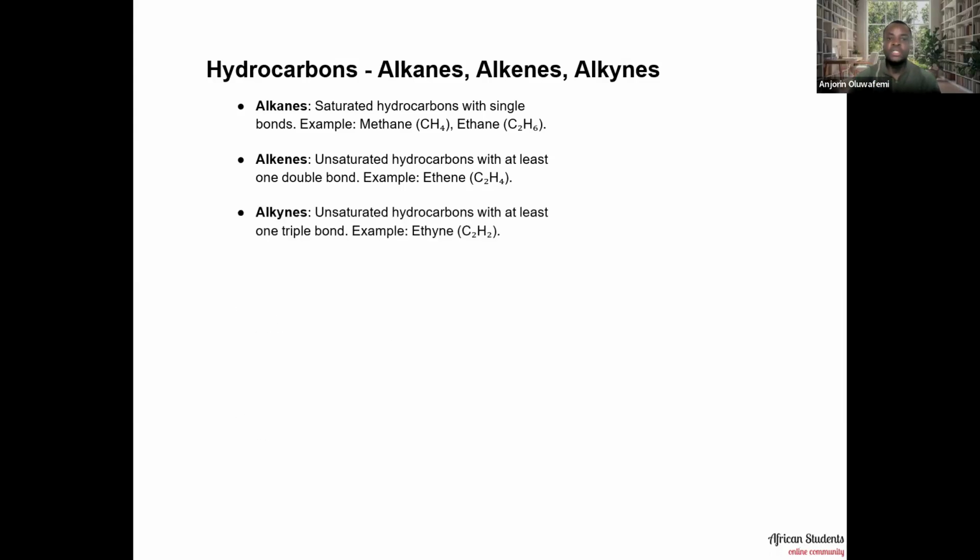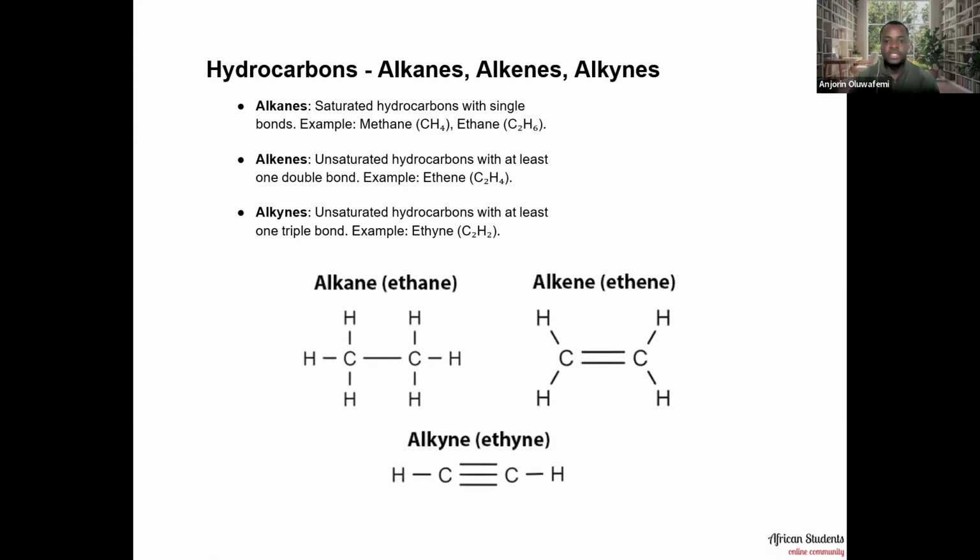The next one is alkynes, which are also unsaturated hydrocarbons with at least one triple bond. An example is ethyne, C2H2. That's C triple bond C, then H on the terminal ends of both carbons. So that's ethyne, an alkyne, which is an unsaturated hydrocarbon. Okay, so this is the structure.